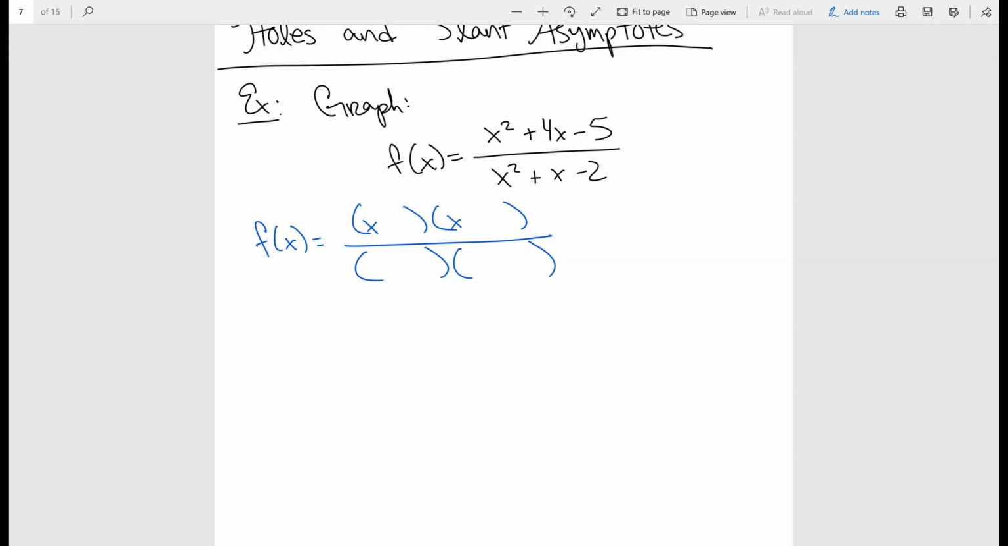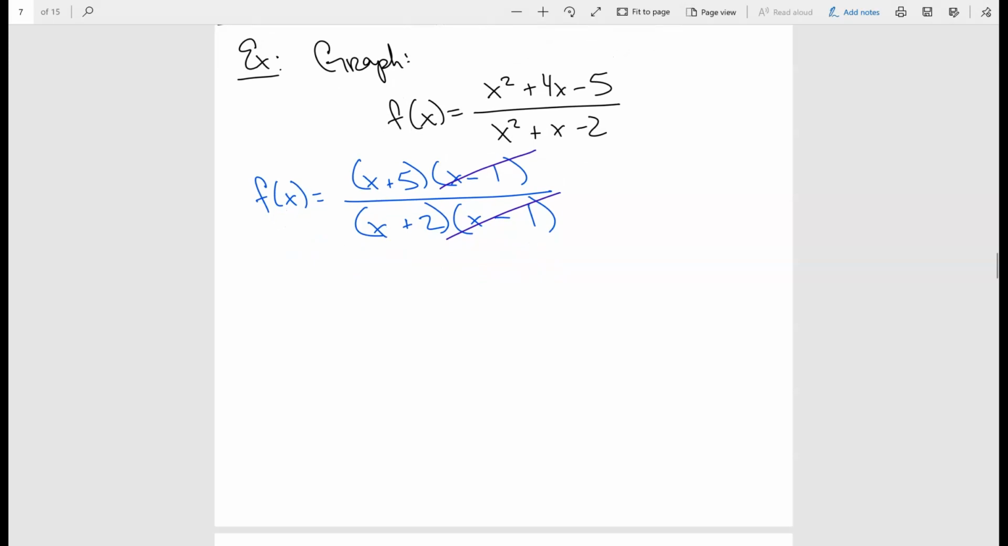On the top, this is going to be a 5 and a 1 with a positive and a negative. And on the bottom, this is going to be a 2 and a 1, also with a positive and a negative. Now what you can see is that x minus 1 is going to immediately go away, which means that there is a hole at x minus 1. The way that we find this hole is to set it equal to 0. So at x equals 1, there's going to be a hole.